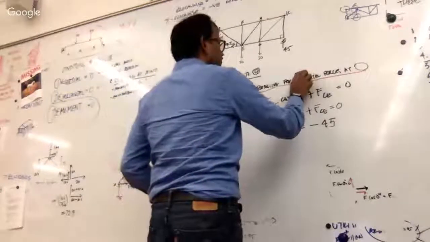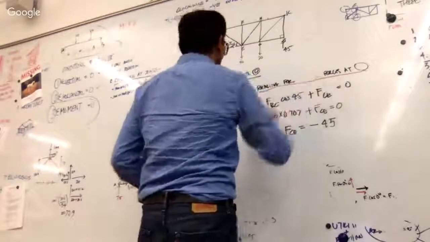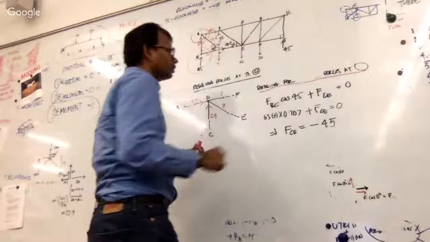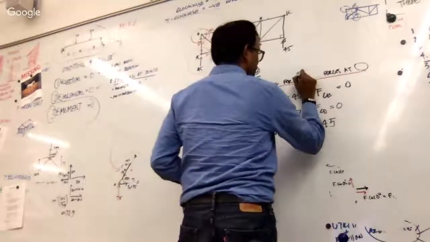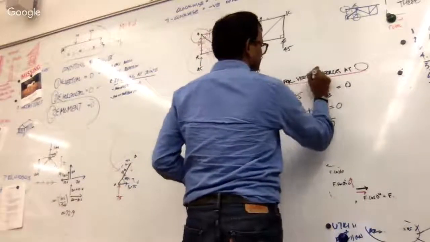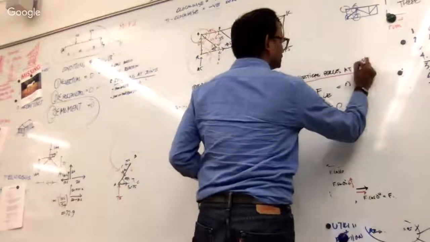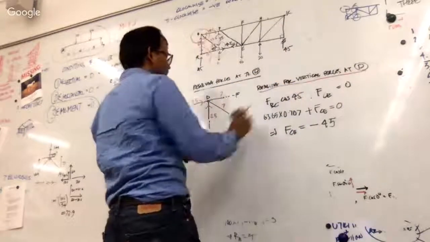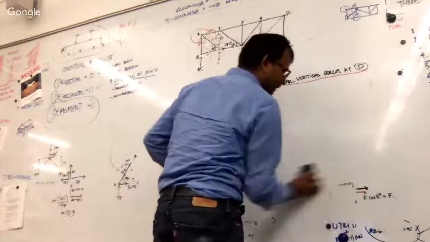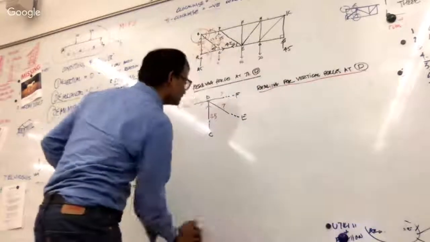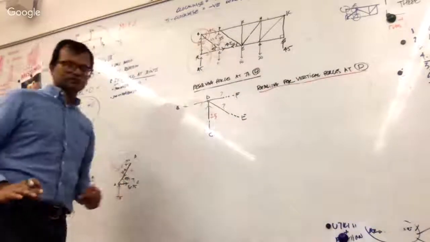So what's the first resolution that we do when we resolve at joint D? We resolve for vertical forces at D. So what are the vertical forces at D? 25. Well, let's start with the forces from one end.